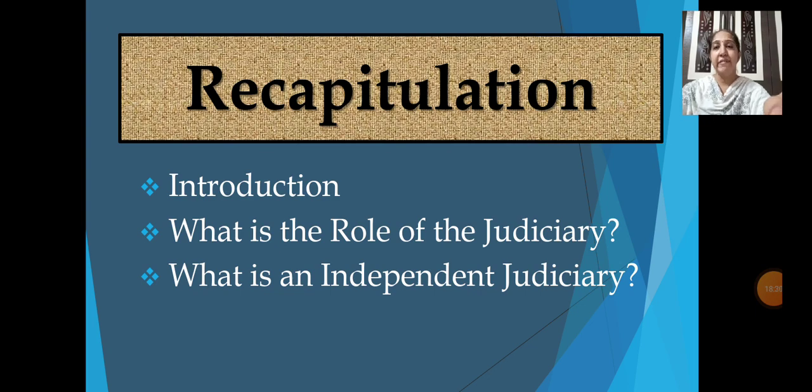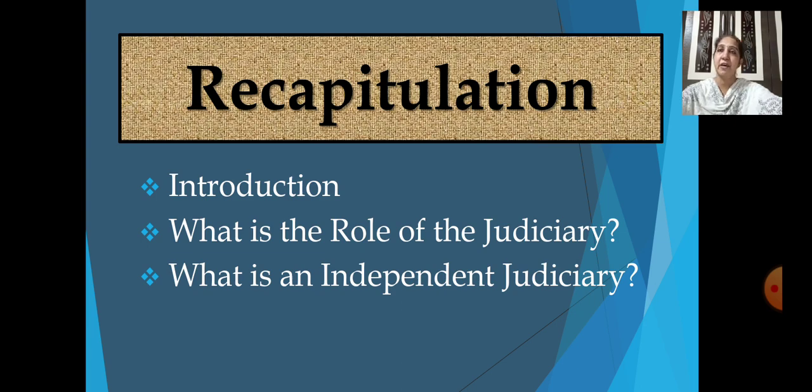So children, in today's session, we have learnt about the introduction as well as the role of the judiciary, and we have seen the meaning of an independent judiciary. Right? In the beginning, we learnt about the rule of law that you have already seen in the last chapter. Then we saw the role of the judiciary. Now, I hope you understood the meaning of judiciary very well, right? Judiciary is that organization of government that settles disputes through interpretation of law. It is an independent organization of the government.